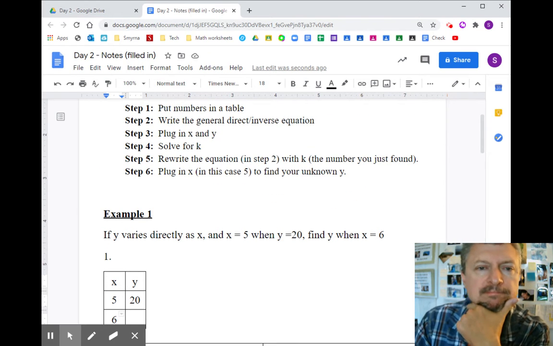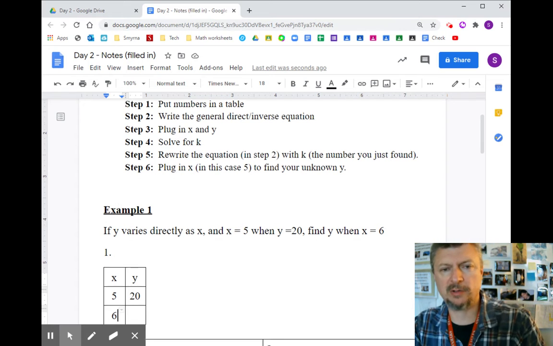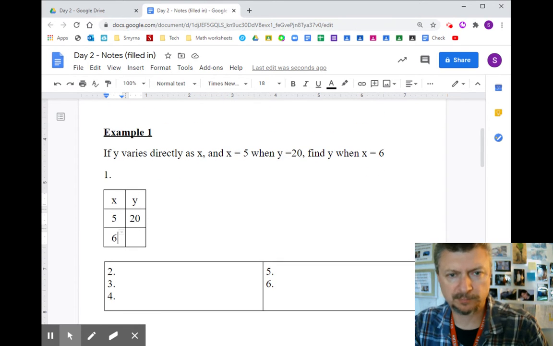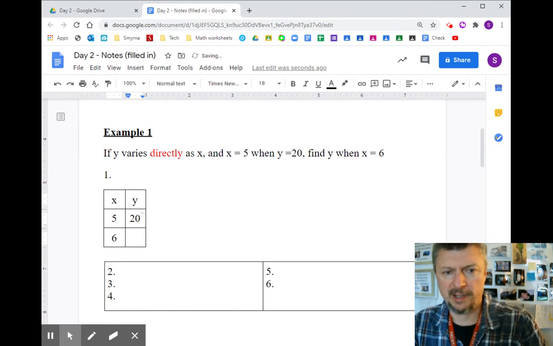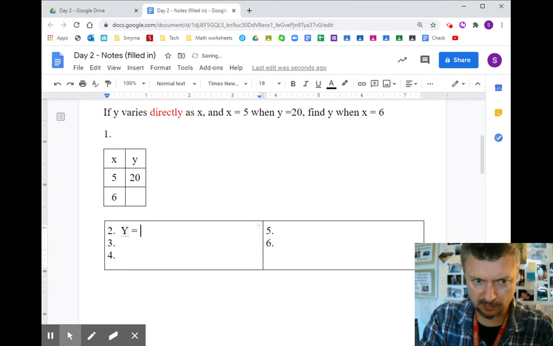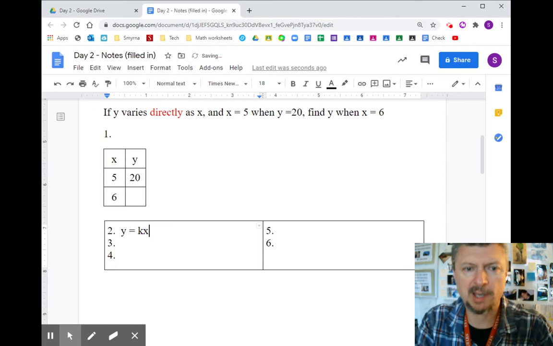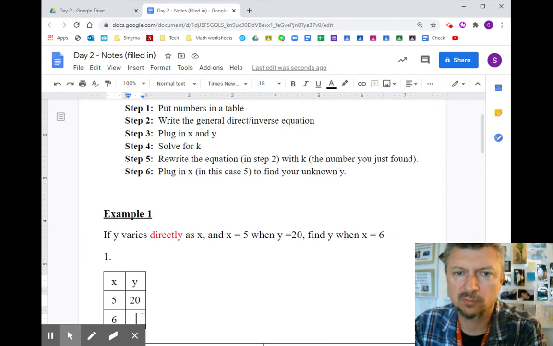Step 2, write in the general direct inverse equation. Now, is this direct or inverse? Well, here's direct. So, red. It's direct. So the direct variation equation is y equals kx. Okay, there's that. There's step 2, because we knew it was direct.